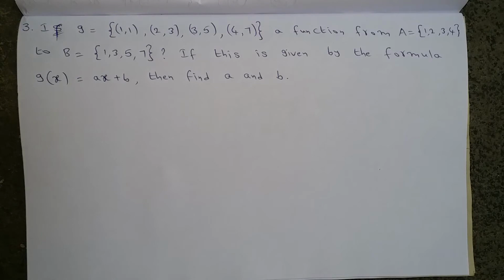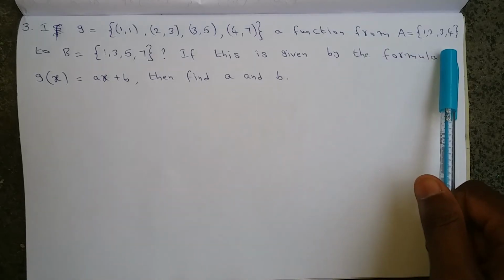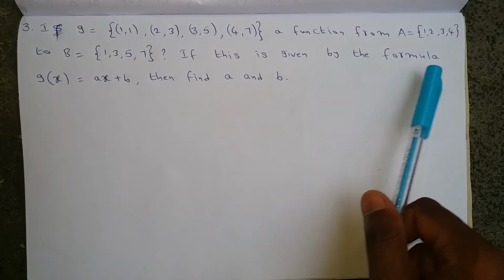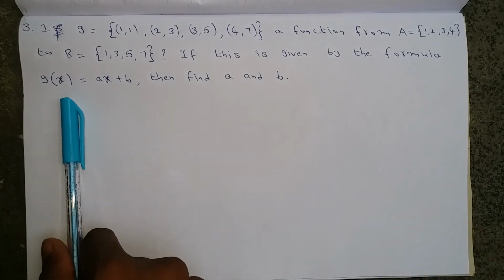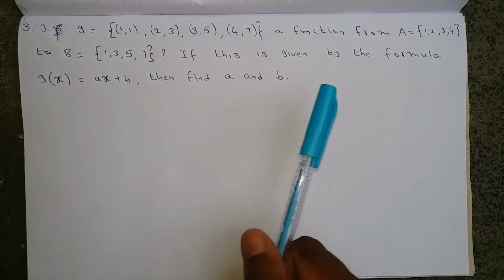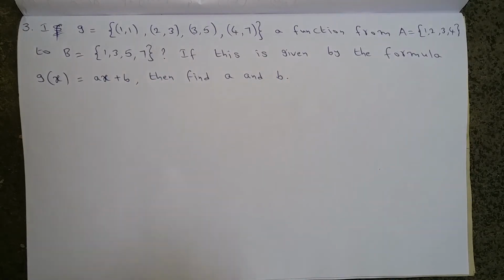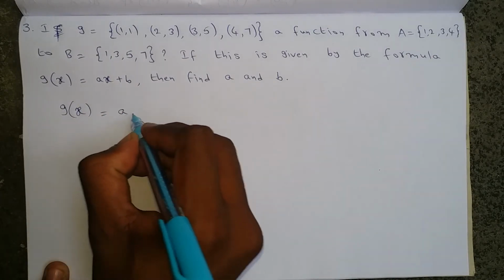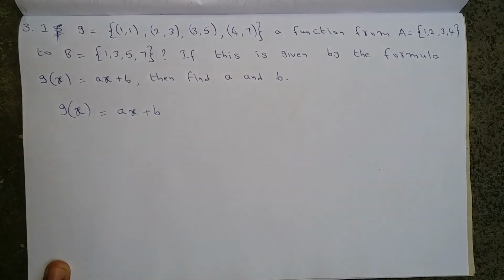If g is equal to {(1, 1), (2, 3), (3, 5), (4, 7)}, a function from set A to set B. Set A is given as {1, 2, 3, 4} and set B is given as {1, 3, 5, 7}. If this is given by the formula g of x is equal to ax plus b, then find a and b. So, if we observe this clearly, g of x is equal to ax plus b.